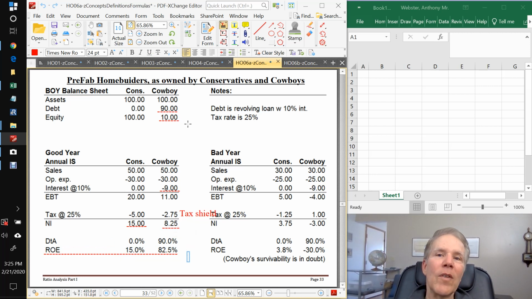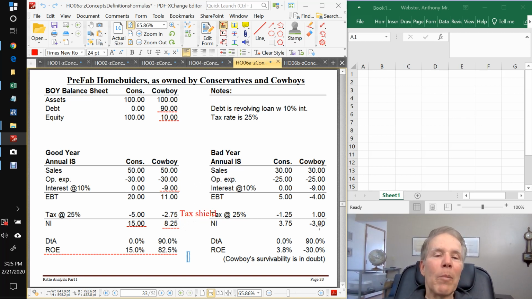Yes, but they still have 90 million, so they can buy 9 more companies like this and get 8.25 million in net income from each one. So what are they getting total? 82.5 million in net income. That's pretty awesome. And they are diversified.